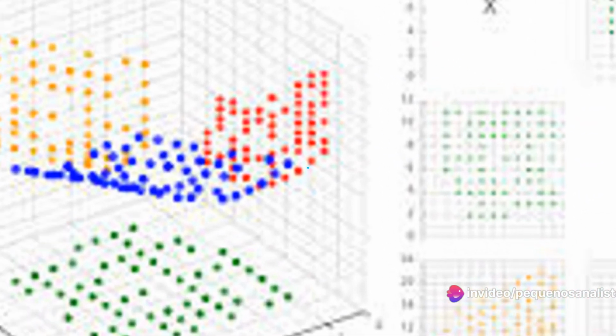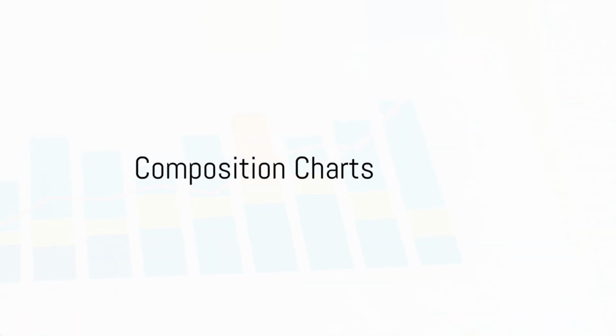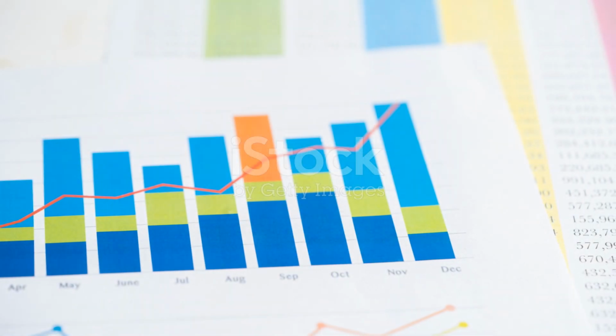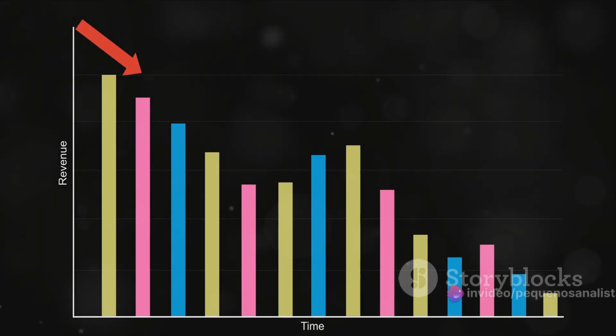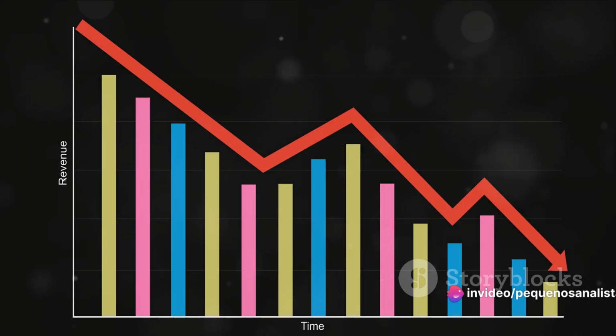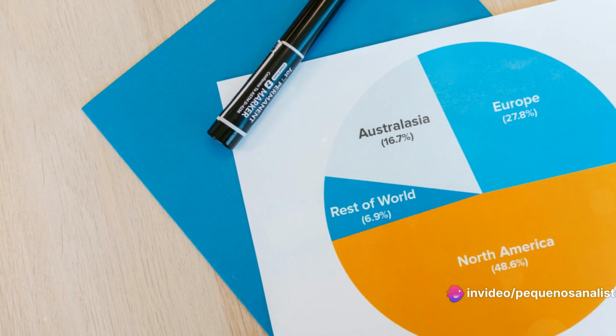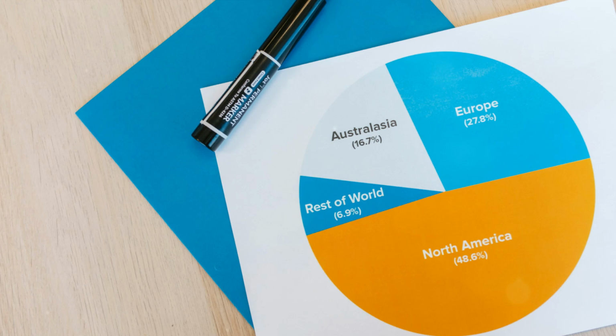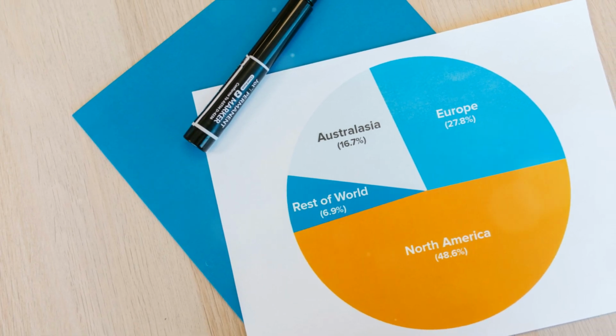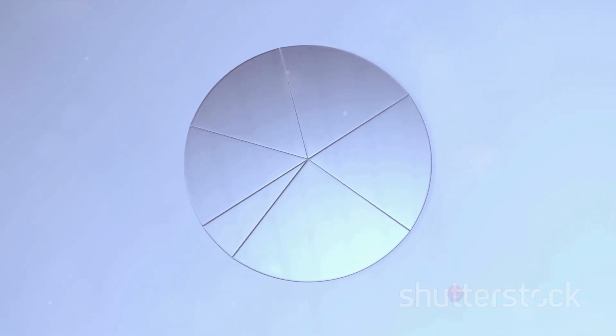The composition charts are used to show how different parts make up a whole. Stacked charts, including bar, column, or area, layer data to show the total and the contribution of each part. Pie charts are the most well-known for showing how a whole is divided into percentages by categories. They are not recommended when you have many categories or small differences in data.